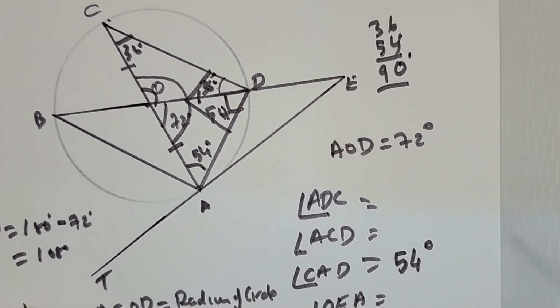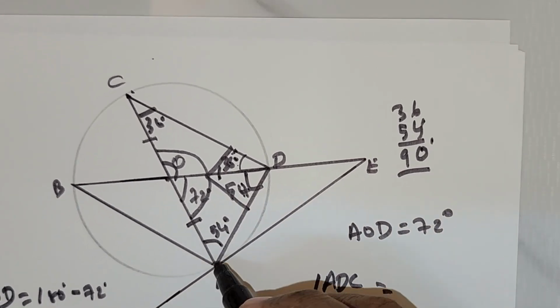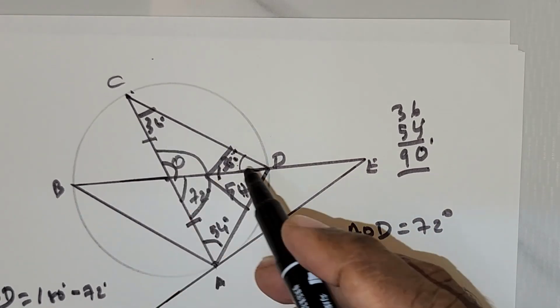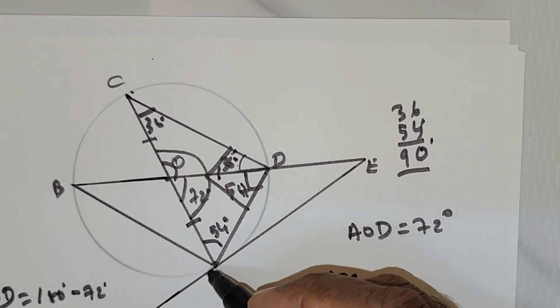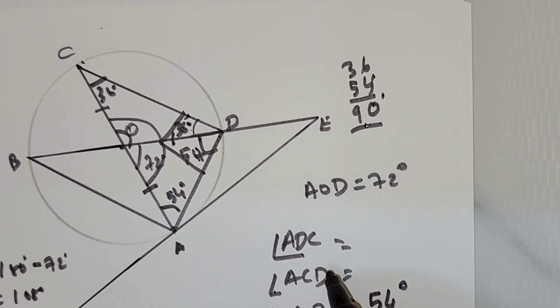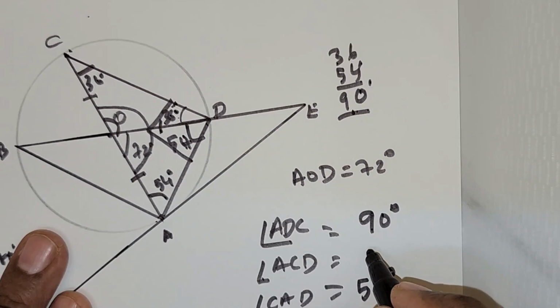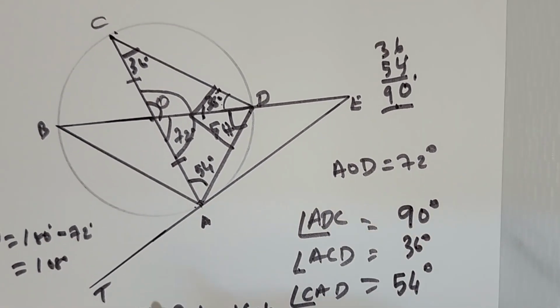But having mentioned that, let us go back and find the other requirements. We are asked to find ADC. So what is ADC? See this total angle they are asking, ADC. What is that? We just got it as 90 degrees. So ADC is 90 degrees. Now we have to go and get ACD. What is ACD? It is 36 degrees. Even that is got.